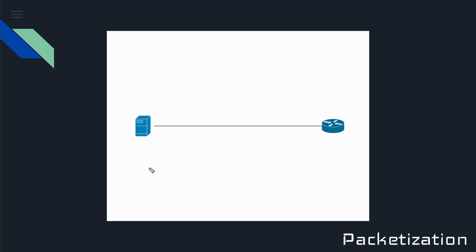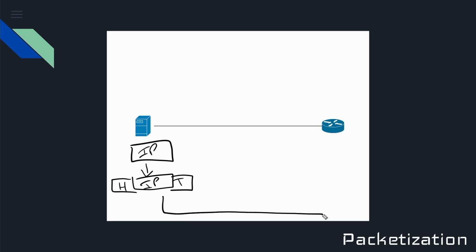And encapsulation is a process of adding additional information when data is traveling the OSI or the TCP/IP model. So in this case, we have an IP packet, and this IP packet needs to be delivered to a destination. So what we're going to do is we're going to take this IP packet, and we're going to encapsulate it within an Ethernet header and an Ethernet trailer. And that creates an Ethernet frame.